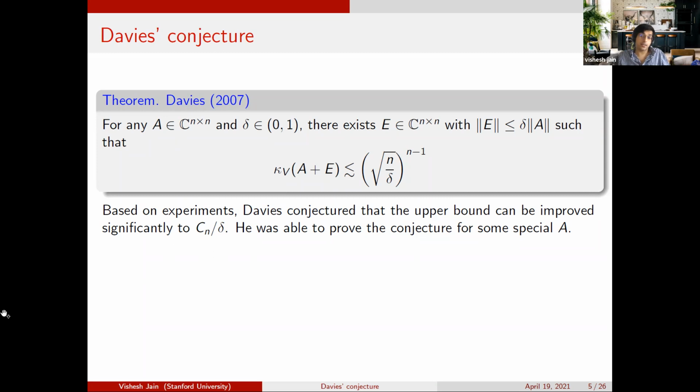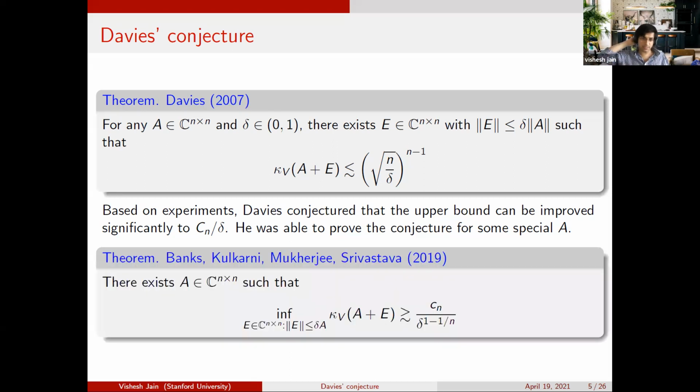Okay, so he said that by perturbing with a matrix of norm delta, you can hopefully improve the eigenvector condition number to 1 over delta, and he was able to prove this for some special classes, maybe things like Toeplitz matrices or something. I don't know. So the question is whether 1 over delta is the best you can do, or maybe you can hope to do even better.